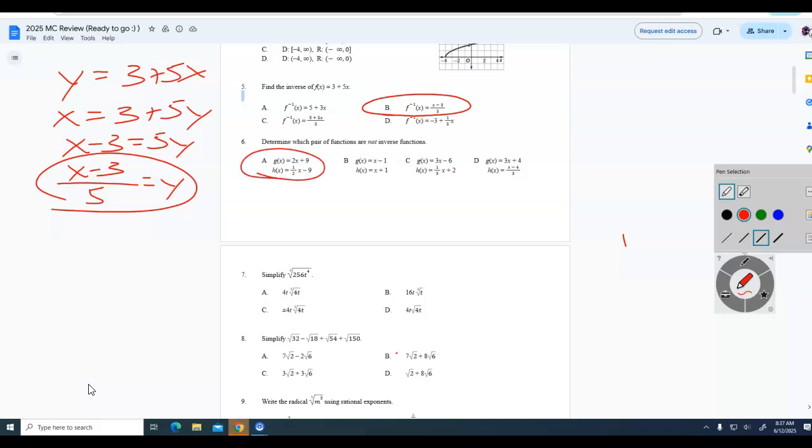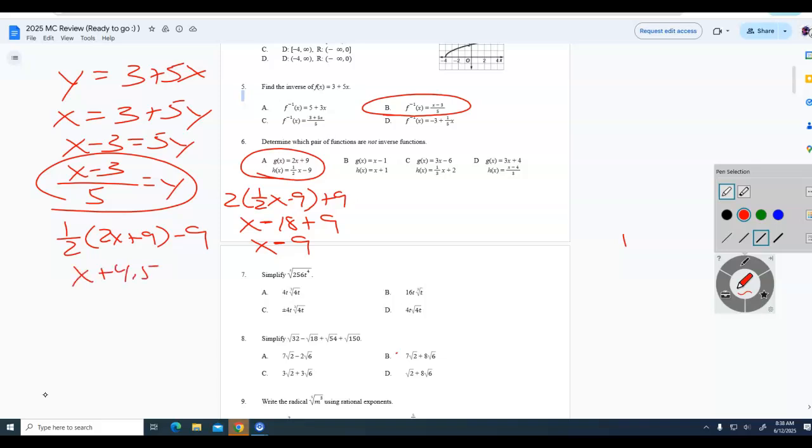And I'll circle it right away. And the reason why is this. When you plug 1/2 x minus 9 in for x, you end up with not x. You end up with x minus 9. And the reverse would work as well, in the sense that it won't work out. So if I plugged in 1/2 and then I did 2x plus 9 minus 9, now I get x plus 4.5 minus 9, x minus 4.5. I don't get x back. That means they're not inverses.